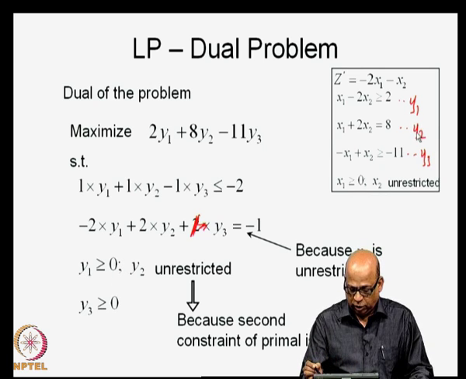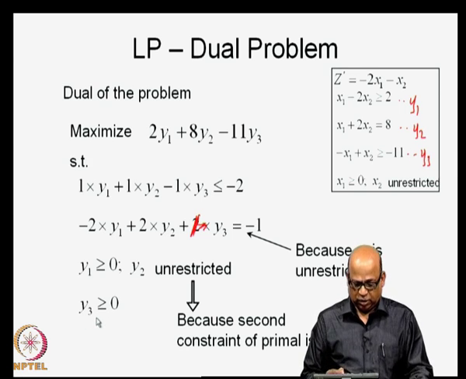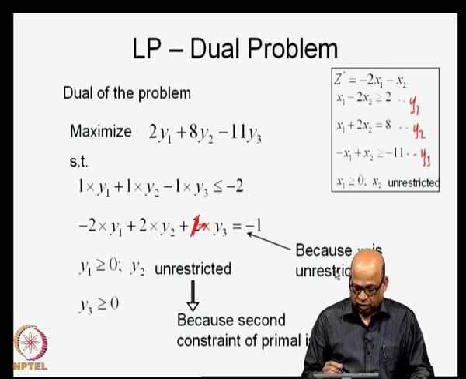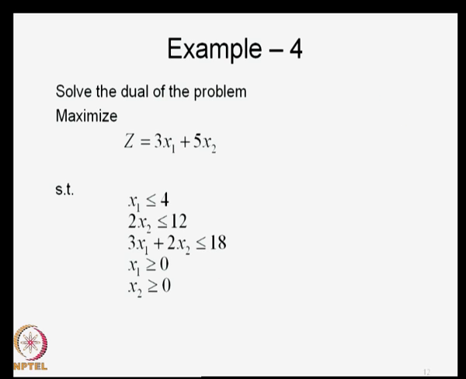The constraint corresponding to y 2 is an equality constraint, therefore y 2 becomes unrestricted in sign. Then the constraint corresponding to y 3 is greater than or equal to, therefore y 3 is greater than or equal to 0. Because x 2 is unrestricted, you got an equality sign, and because the second constraint of the primal is equality, you got y 2 as unrestricted. So, this is how from the primal problem you should be able to write a dual problem. This has all the features that are likely to appear in a primal dual situation.